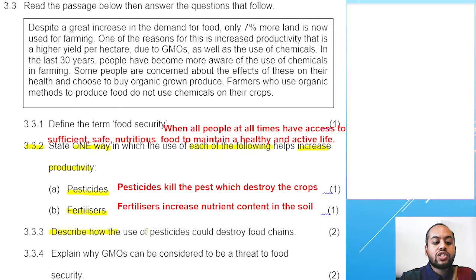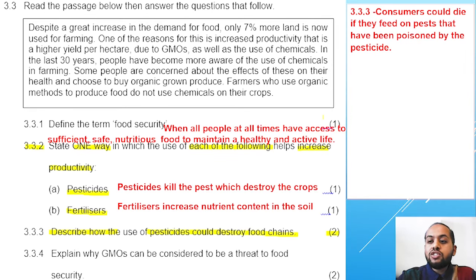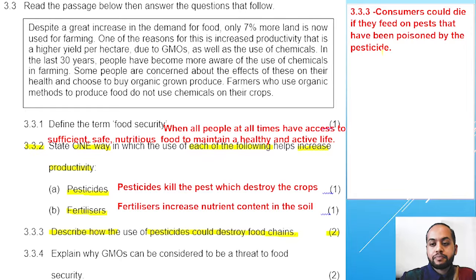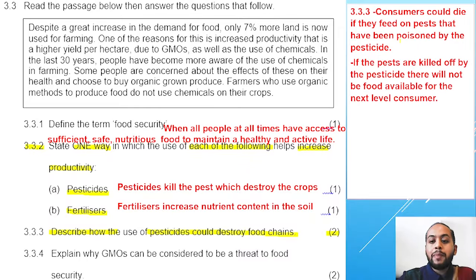3.3.3 describe how the use of pesticides could destroy food chains for 2 marks. Now remember that pesticides are going to kill pests, but pests are also a step in the food chain. They are one of the levels in the food chain. So consumers could die if they feed on pests that have been poisoned by the pesticides. If the pests are killed off by the pesticide, there will not be food available for the next level consumer. Very, very important. So firstly, the pesticides are going to be killing the pests. And when the pests are killed, there's not going to be food available for the next level consumer.